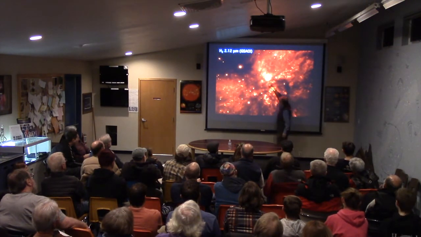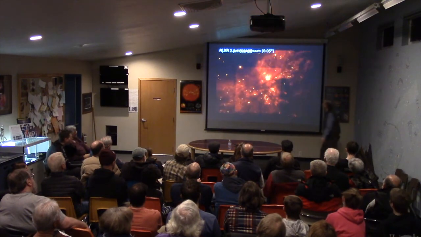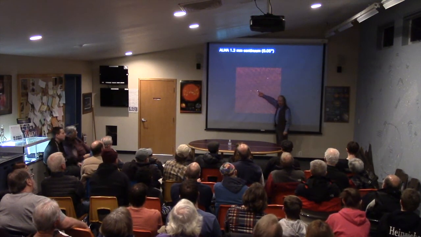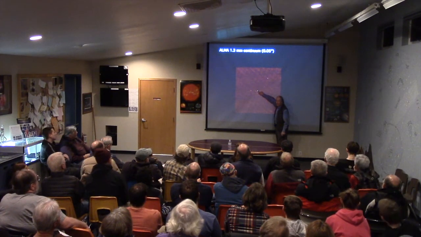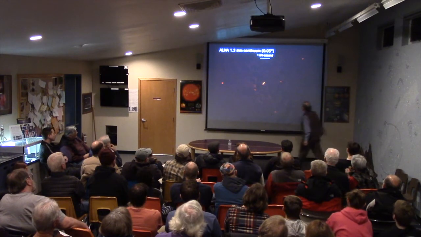Next slide. This is the infrared image. There's the Becklin-Neugebauer object. There's source X again. Next slide. This is ALMA, looking at the same field. That's source I. Notice it's elongated. It does not look like a star. Next slide. I zoom in.